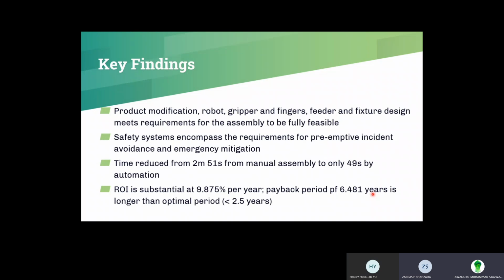Our research and with the project we did, we found out that the feasibility of designing the grip, of designing the fingers, feeders, fixers, and everything, and choosing the robot, and basically automating the assembly is fully justified. Then for the safety system, we designed it in such a way that we can avoid any accidents or incidents from happening. The time that was being taken to assemble, 2 minutes 51 seconds, has been reduced to 49. That is a 60 to 70% decrease in time.